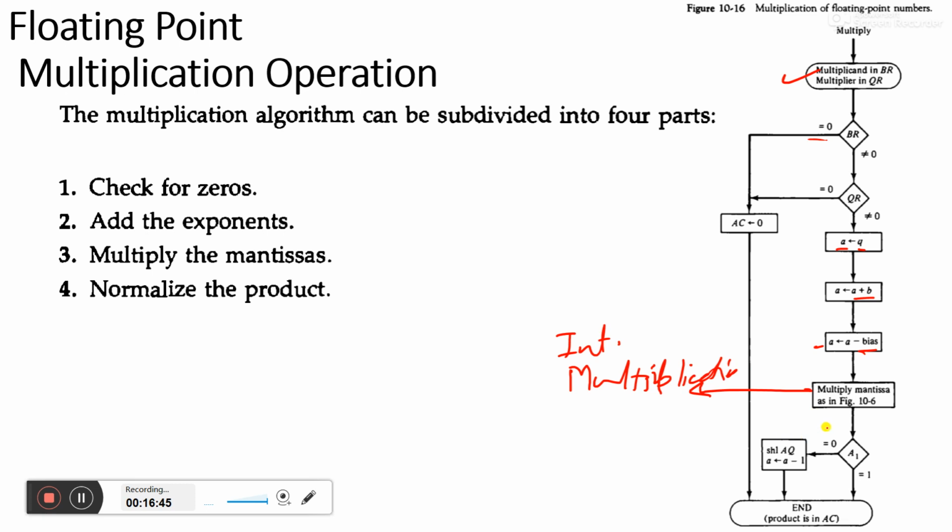Integer multiplication. Then you will check for A1. If A1 is 1, then it is your result. If it is 0, then shift left AQ and A minus 1.